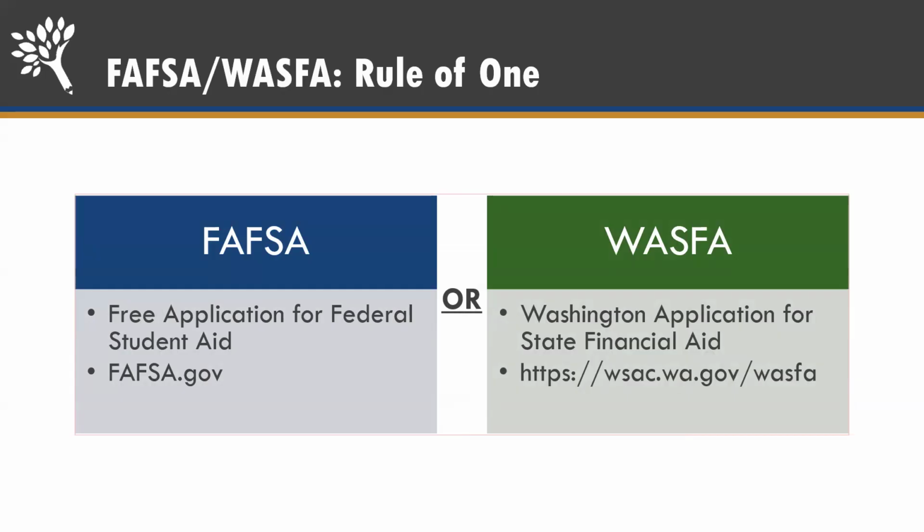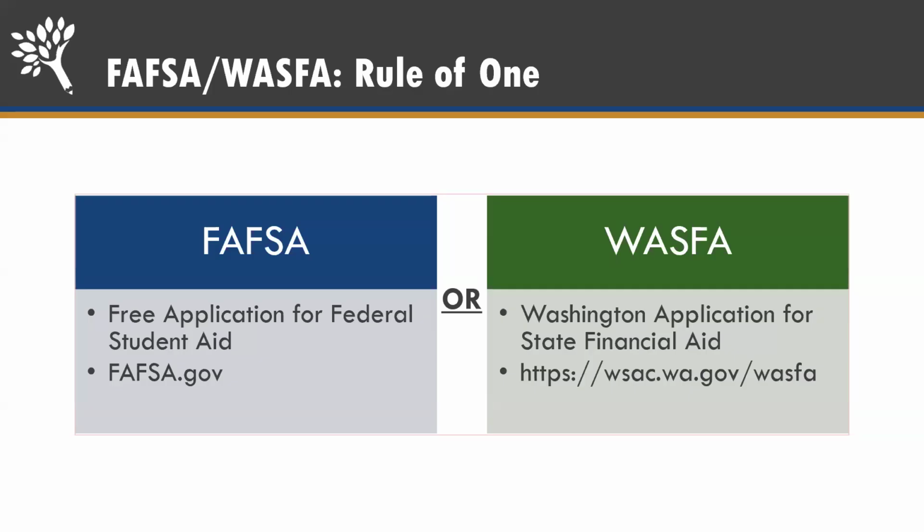So this is our rule of one. Students will fill out the FAFSA or the WAFSA. The FAFSA is the Free Application for Federal Student Aid, and the WAFSA is the Washington Application for State Financial Aid. If a student completes the FAFSA, they will be considered for federal and state aid at the same time, and that's why they don't need to fill out two applications. But some students might not be eligible for federal aid, and we want to make sure they have access to Washington state aid, and so they'll do the WAFSA.